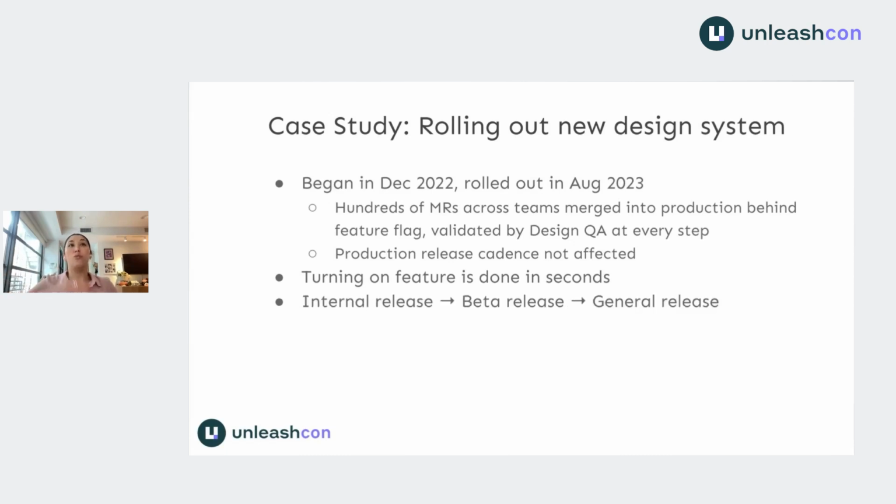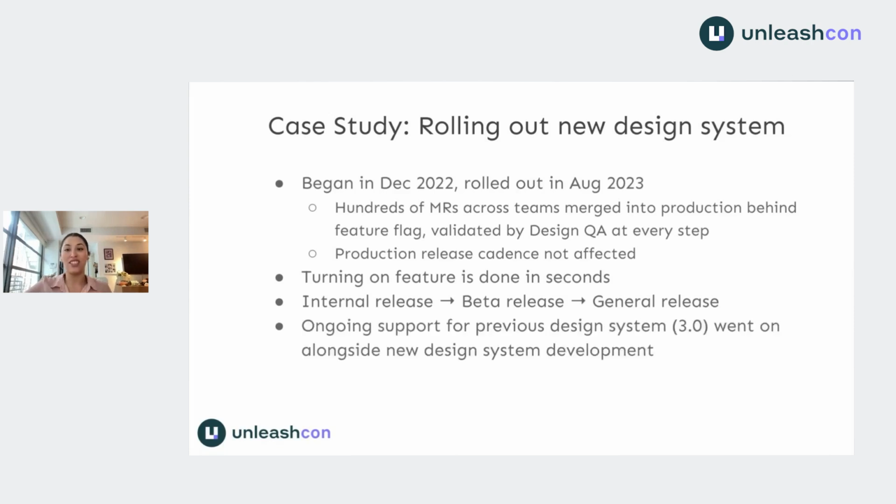So we followed the release strategy of first, we did an internal release to just our QA teams to make sure that all of the functionality and all the visuals looked as expected. Then we did a beta release to select customers who opted into having this new design system. And as we continued getting that feedback, we were able to incorporate it without, again, using trunk-based development, not affecting our production release cadence. And then finally, in August of 2023, we did have a general release.